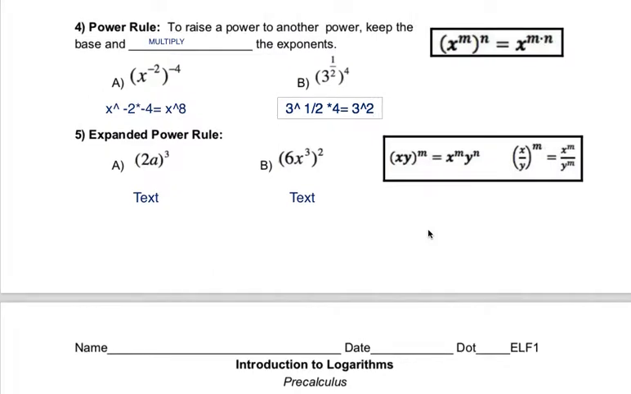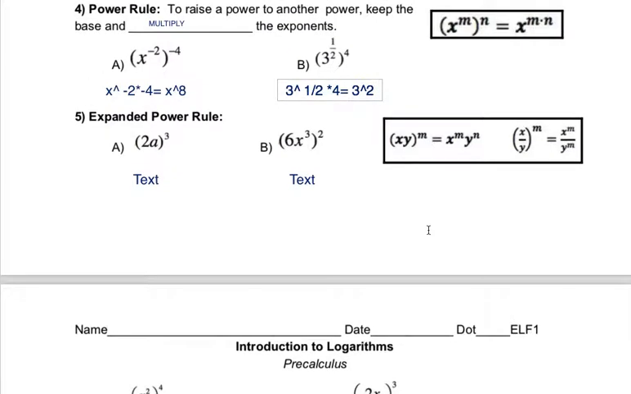With my expanded power rule, this is simply telling me that I have to distribute an exponent that is on the outside of my monomial, or anything really. I have to distribute it if it's outside the parentheses. So this gets a lot of you when we have a binomial, or if I have an addition or a subtraction in here, because sometimes you're tempted just to distribute the exponent. But when I have an addition or a subtraction in here, I have to FOIL.